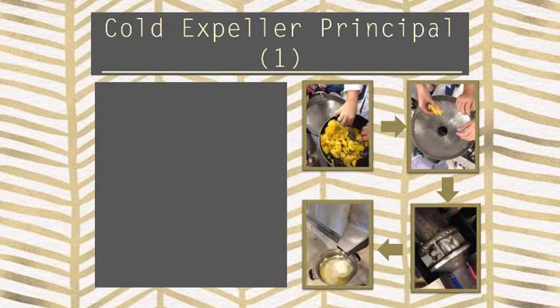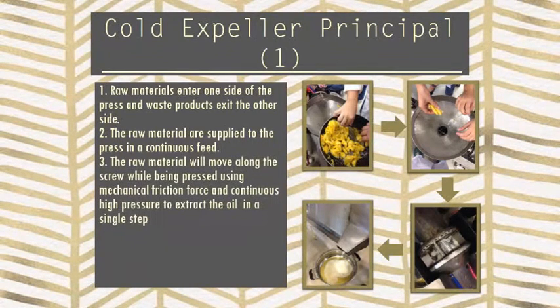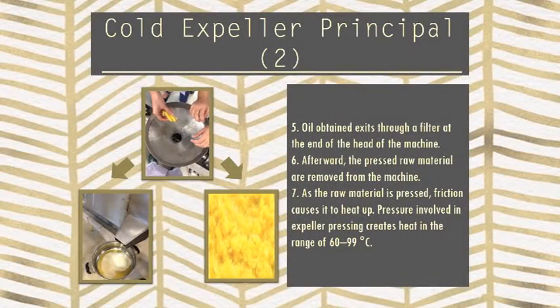Now, I'm going to tell you about the cold expeller principle. The raw materials enter one side of the press and waste products exit the other side. And then the raw materials are supplied to the press in a continuous feed. The raw material will move along the screw while being pressed using mechanical friction force and continuous high pressure to extract the oil in a single step. The oil seeps through small openings that do not allow the pressed raw material to enter. Oil obtained exits through a filter at the end of the head of the machine. Afterward, the pressed raw material are removed from the machine.